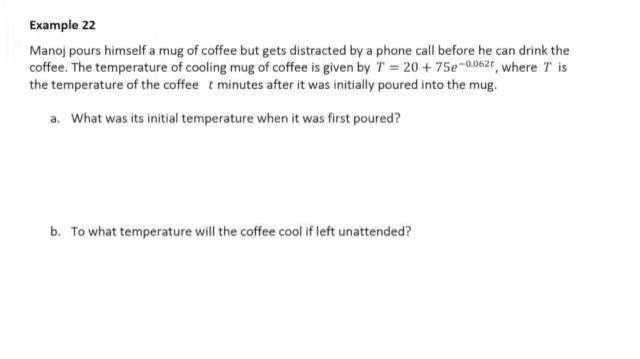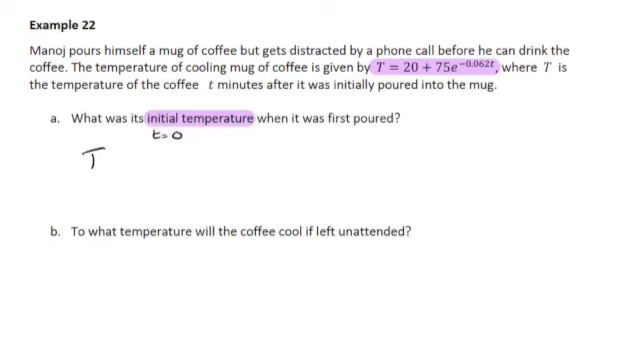Example 22. Manoj pours himself a mug of coffee and gets distracted by a phone call before he can drink the coffee. The temperature of the cooling mug of coffee is given by this particular equation, where capital T is the temperature and little t is time, in minutes after it was initially poured into the mug. What was its initial temperature when it was first poured?